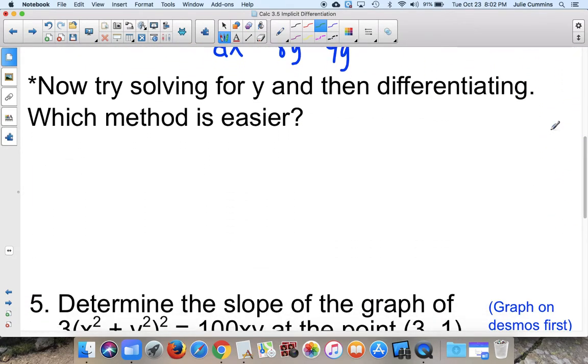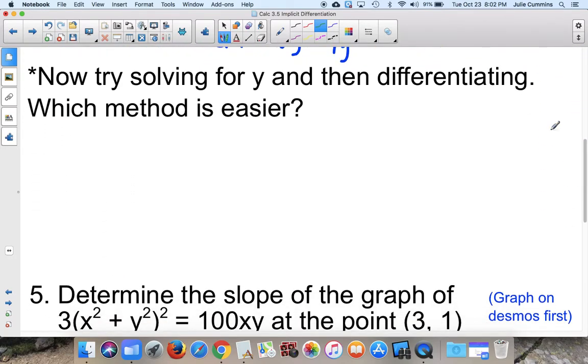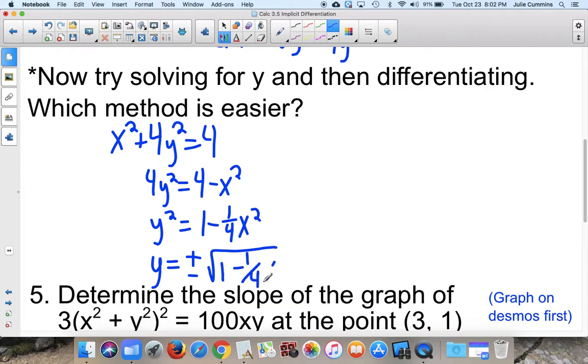Now, we could have done this the old way. Same equation, I don't remember what it was anymore. x squared plus 4y squared equals 4. Let me write that down. If you were not using implicit differentiation, you would have to solve this for y. So let's do that. 4y squared equals 4 minus x squared. We're going to divide everything by 4. So 1 minus 1/4 x squared. And then we would need to take the square root of it. Now, notice I put the plus or minus in here.